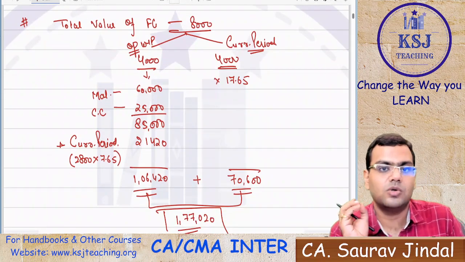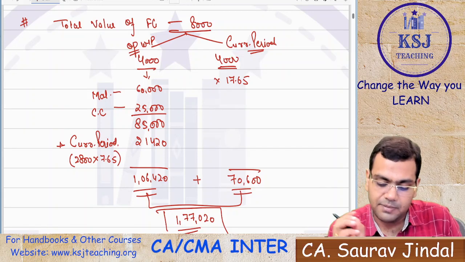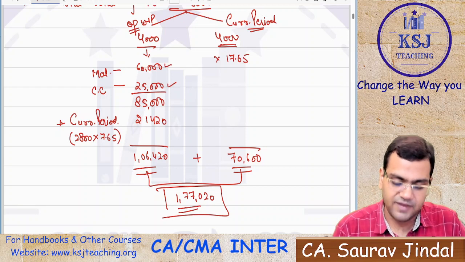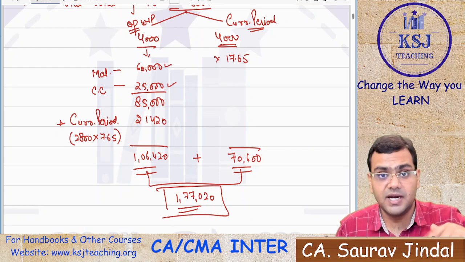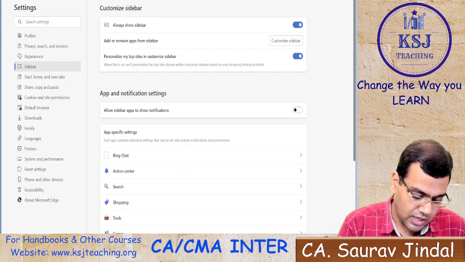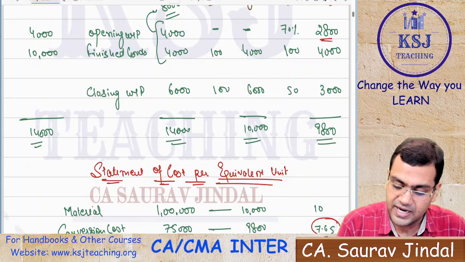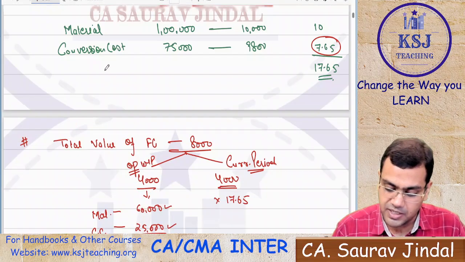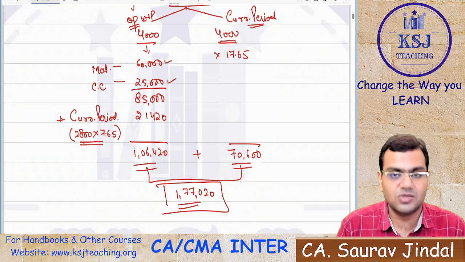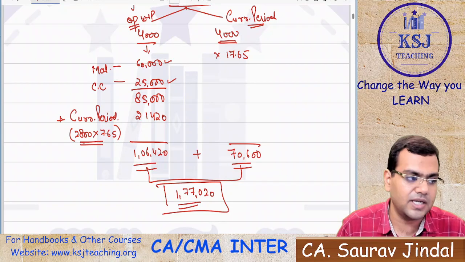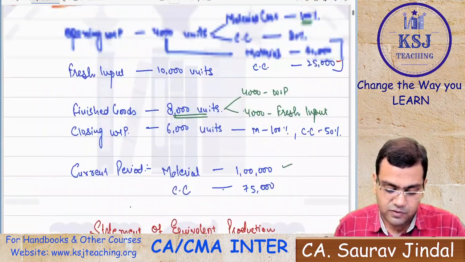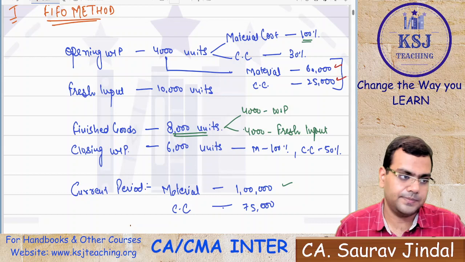So finished goods are divided into two parts. One is opening WIP, one is from the current period, that is the fresh input. Opening WIP 60,000, of which 25,000 was incurred in the previous period. In the current period, what is incurred? Only and only the conversion cost. On how many units? On 2,800 units, and the conversion cost per unit is 7.65. This is what is incurred in the current period. No material cost incurred. Clear? So this is how the FIFO method question is to be solved.